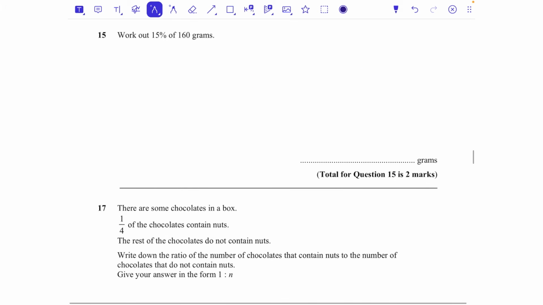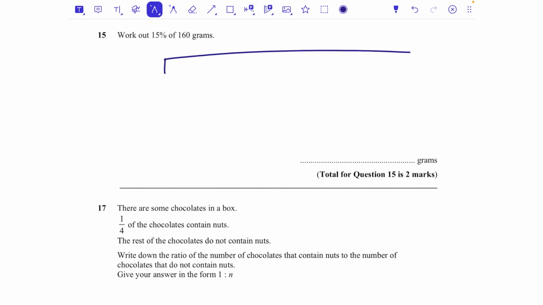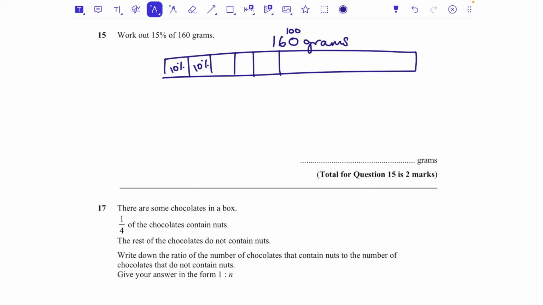Question number 15. Work out 15% of 160 grams. So helpful percentages to be able to work out. If you have 160 grams, and again I'm drawing, don't be scared to draw things in the exam. If you want 10%, 10% fits in 10 times. So if you've got 100% of a number and you want to get to 10%, you're just going to divide it. I've kind of committed to drawing all of these out now. Oh, not very evenly, but hopefully you get the idea. You fit 10% in 10 times.